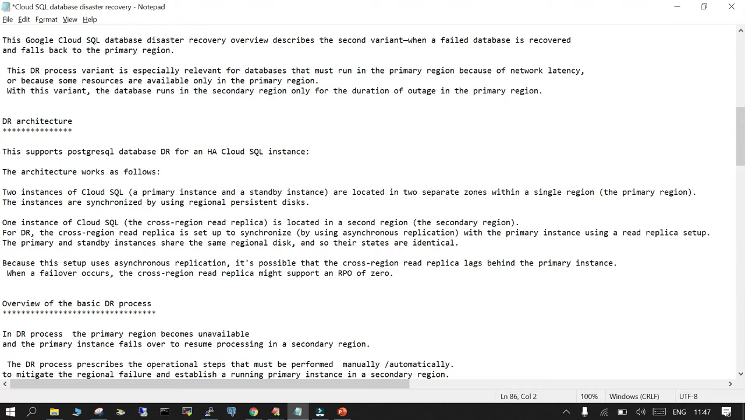One is the standby instance, which is being synchronized using the persistent disk, and the other is the cross-region read replica, which may have some sort of lag. The second part, which is about the cross-region read replica, always lags behind the primary instance. So whenever a failover occurs, the cross-region read replica might support some sort of lag from your primary.